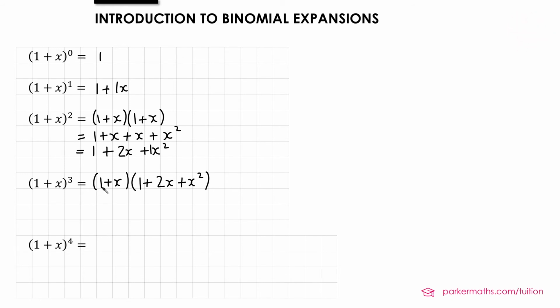So for 1 plus x cubed, we're going to take the 1 and multiply it by everything in the next bracket. And then we're going to take the second term x and multiply that by everything in the second bracket.